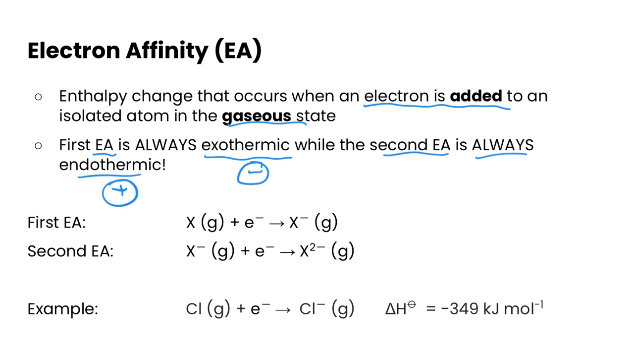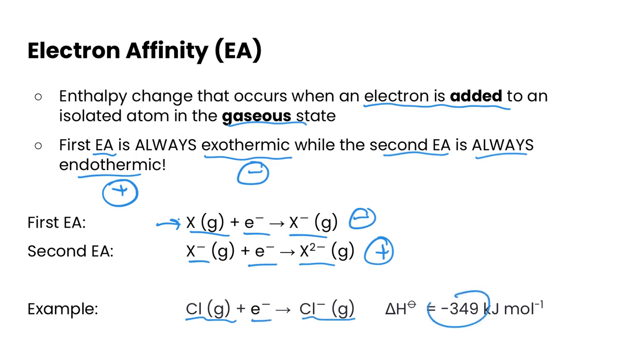So this first electron affinity here is a negative value, and so we're taking X, we're adding an electron to make an X minus, and then if we try to add another electron to X minus, it gives us X2 minus, and that would have a positive value. So an example might be chlorine atoms with an electron to make the chlorine ion, and you can see that first electron affinity there is a negative value.